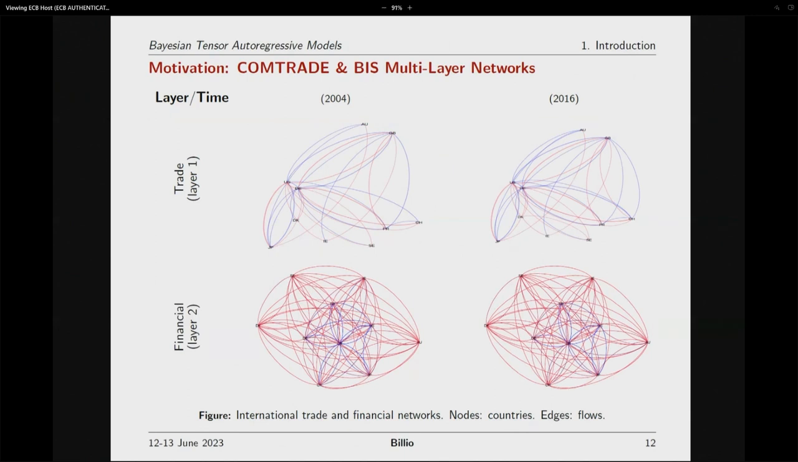Here is the data on which we will work later. There is a layer for trade, the import and export among 10 countries in this case. The way in which the edge is traced means the direction, going from left to right, and the color shows whether it is import or export. Also, the thickness of the edges gives you the relevance and importance of the exports and imports.